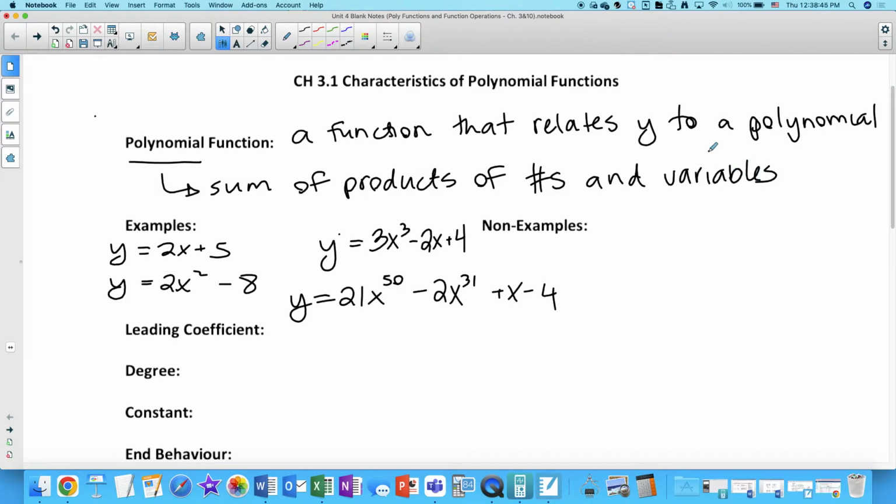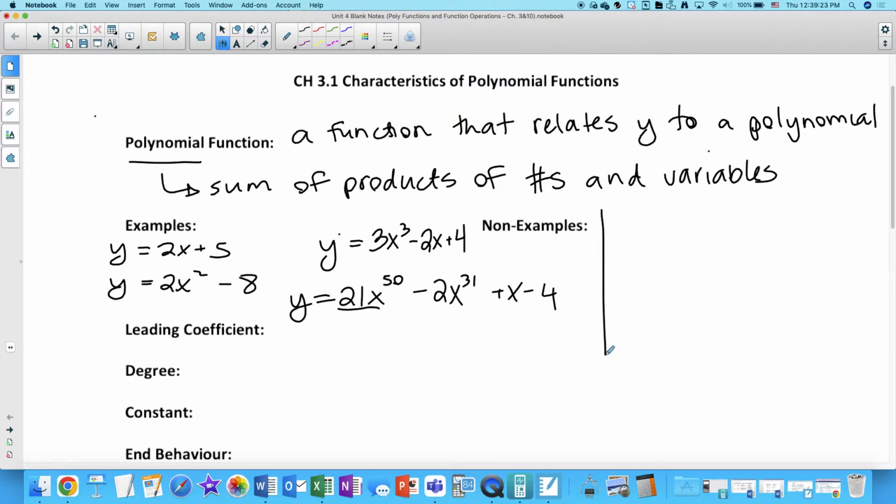If you look at just this term, we're multiplying 21 by 50 x's, x, x, x, all the way to 50 of them, right? So that's a product of a number 21 and x multiplied by itself 50 times. And then we're adding or subtracting. I think about sum in general because you can think of a sum as adding a negative number, negative 2 times x multiplied by itself 31 times. So that's essentially the definition of a polynomial.